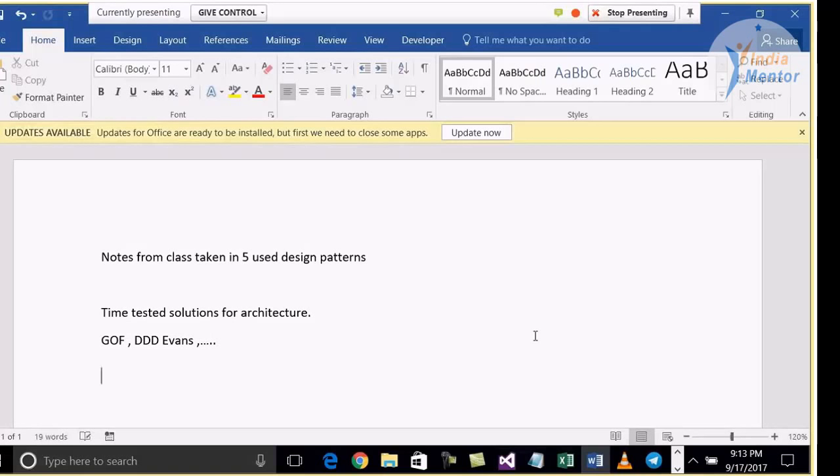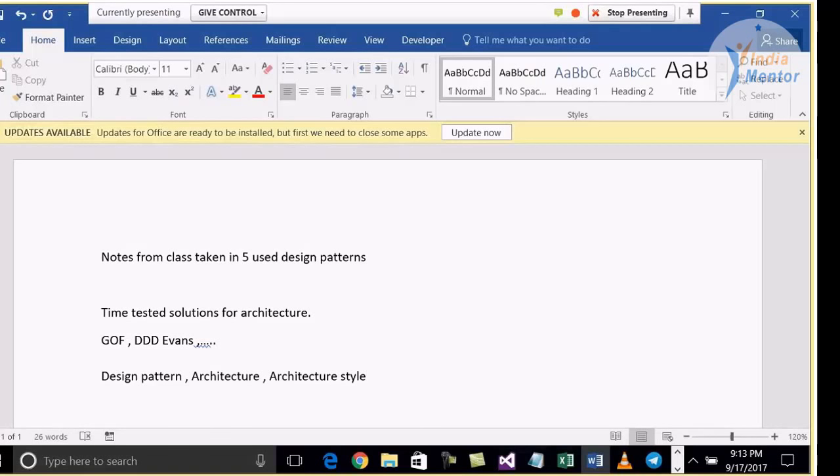Also, one of the other things which a lot of developers get confused about is three terminologies: design patterns, architecture pattern, and architecture style. Three terminologies again I want to clear up here. Like MVC is an architecture pattern.